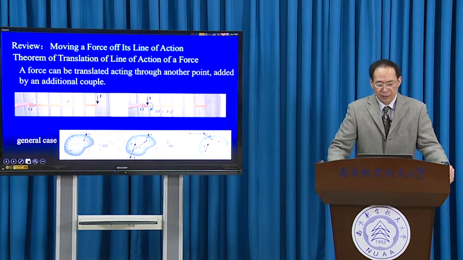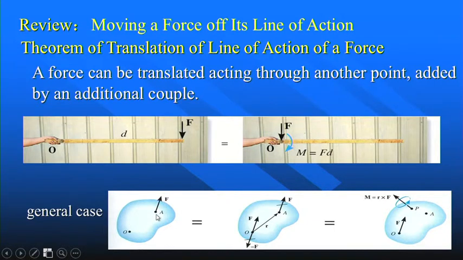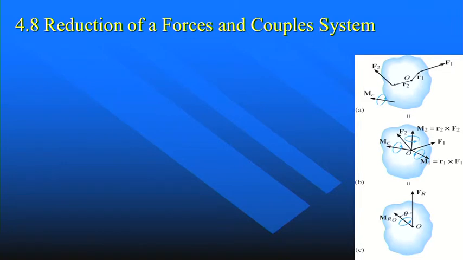General case. In a three-dimensional case, a force acting at A can be translated to act through point O, added by an additional couple with the moment m equals r cross F. So this is a three-dimensional case. Now let's make the reduction of a force system. 4.8. Reduction of a forces and couples system.